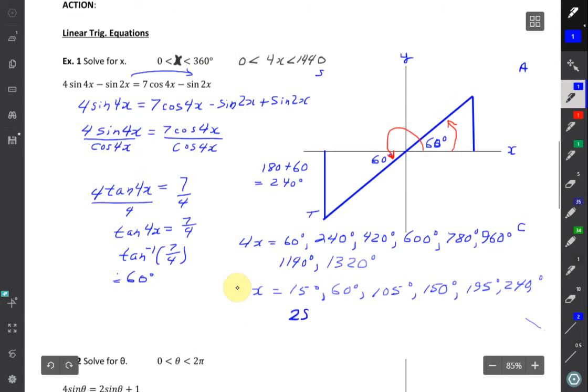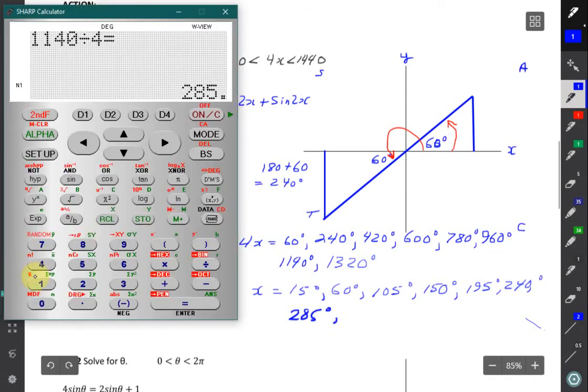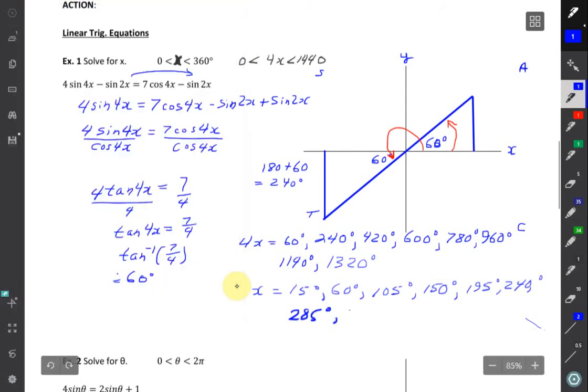$285. And finally, 1320 divided by 4 equals 330 degrees. So there are all of the angles that satisfy this particular linear trig equation.